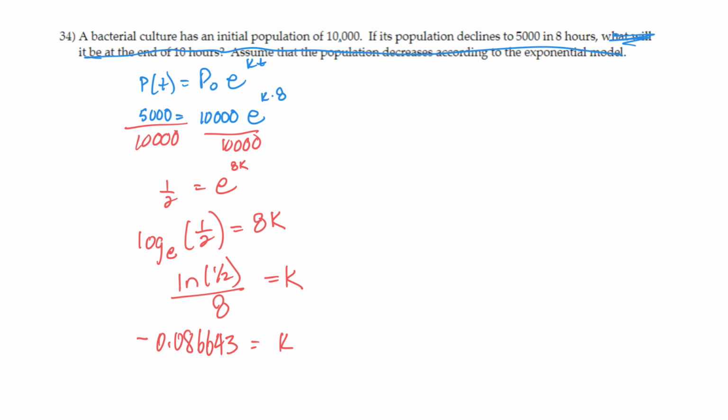Okay, now maybe I should read a little bit more of the question. Let's read that. It says, what will it be at the end of 10 hours? Well, I can figure that because I know what it starts at. Let's put our formula in again. So P of t is equal to how much they start with, e to the k times t. So they want to know how many there will be at the end of 10 hours. So what is the population after 10 hours?